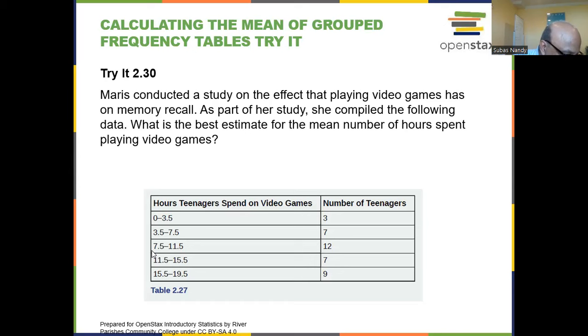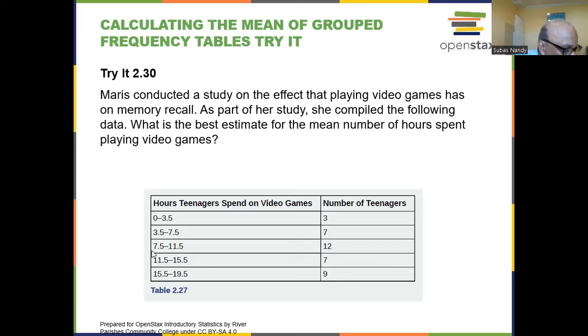Okay, so we can do it in the calculator. The first midpoint is 1.75, then 5.5. 7.5 plus 11.5 is 19, and 19 divided by 2 is 9.5. So each of the midpoints is separated by the class width, which is 4. So the midpoints are basically not 1.75 for the first class. It's 1.5, then 5.5, then 9.5, then 13.5, and then 17.5.